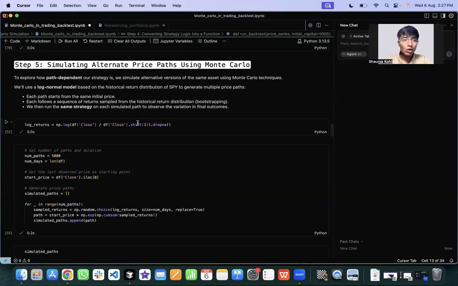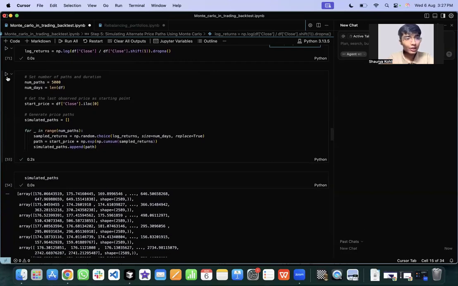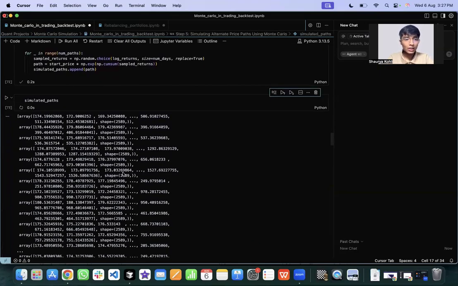So we will use a log normal model for this, based on the historical return distribution of SPY, to generate multiple price paths. Each path starts with the same initial price, but it follows a different sequence each and every time. In this file we will use about 5,000 paths, which is a really high number. So we're going to use that for better understanding. And I would like to show you this. Over here, you can see the 5,000 we got.